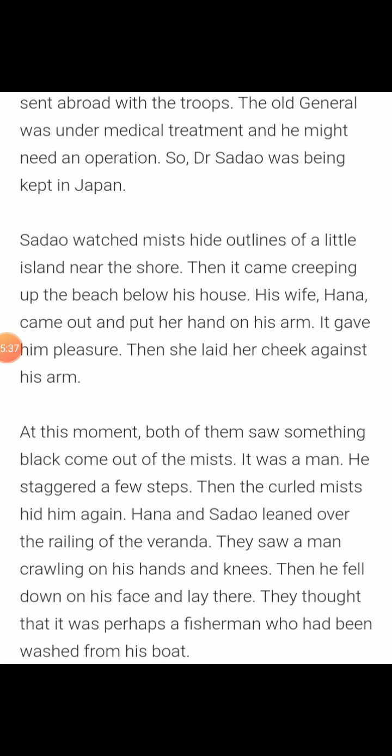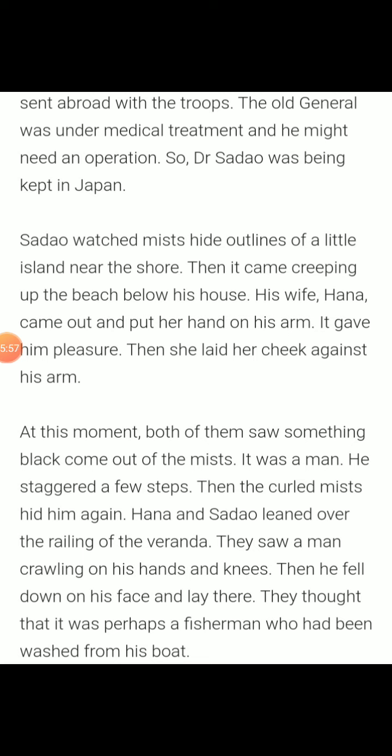It gave him pleasure. That means it really relaxed him, soothed him. Then she laid her cheek against his arm. At this moment, both of them saw something black come out of the mist. It was a man. He staggered a few steps. Then the curled mist hid him again.